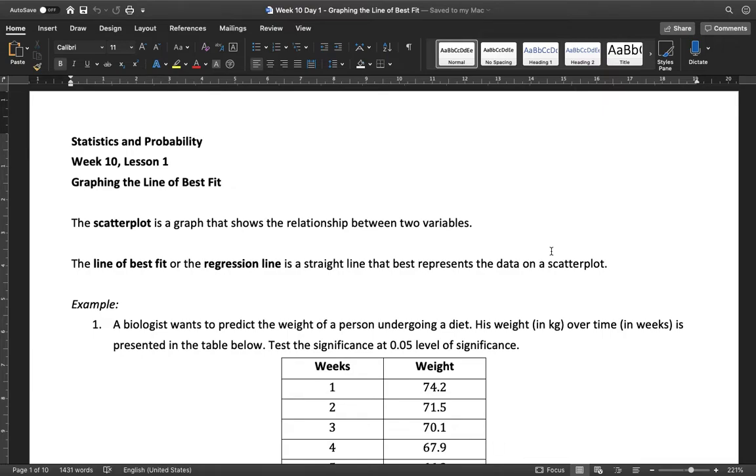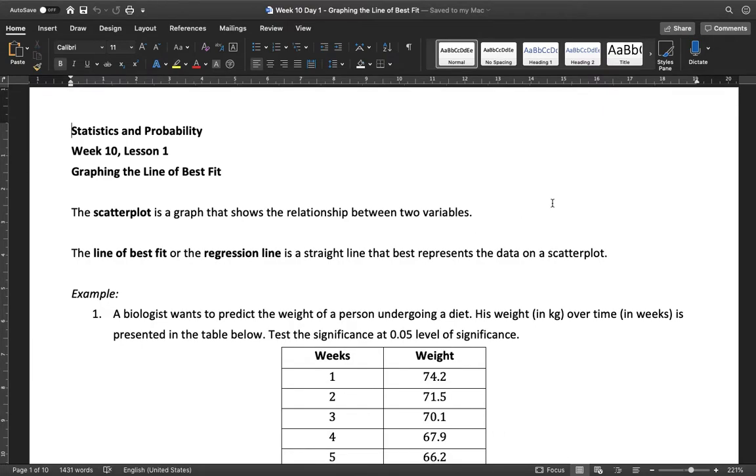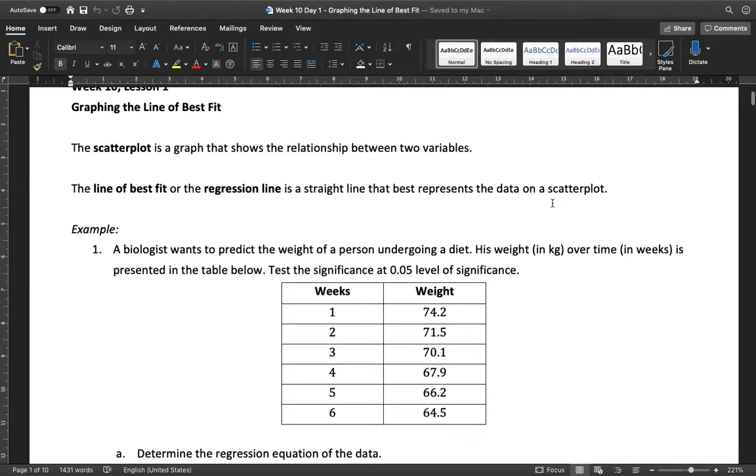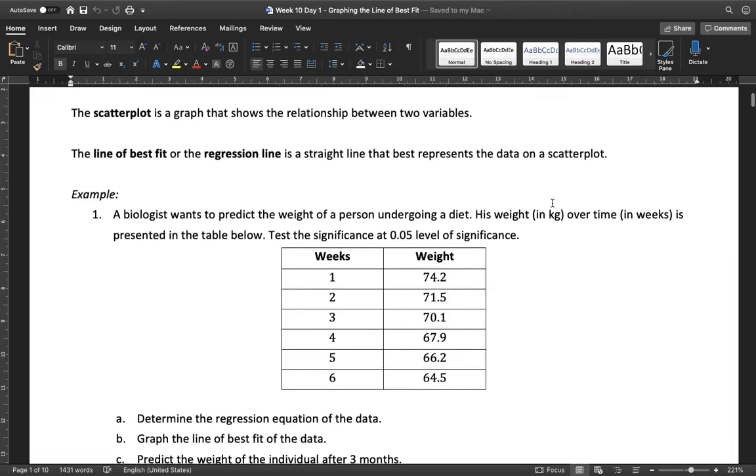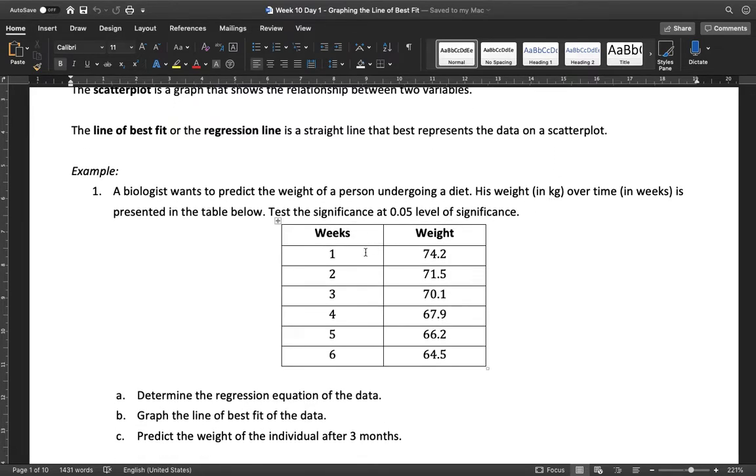Okay? So, example tayo. A biologist wants to predict the weight of a person undergoing a diet. His weight in kilograms over time in weeks is presented in the table below. That has significance at 0.05 level of significance. So, ito yung weeks. Ito yung weight. Determine the regression equation, graph the line of best fit, predict the weight of the individual after 3 months.